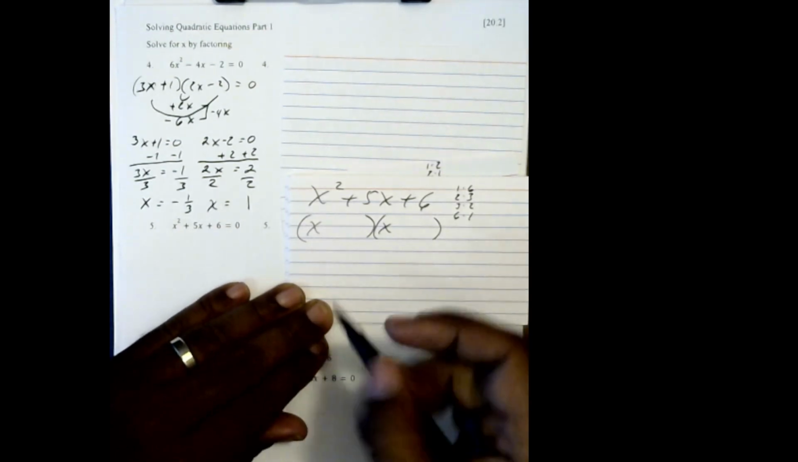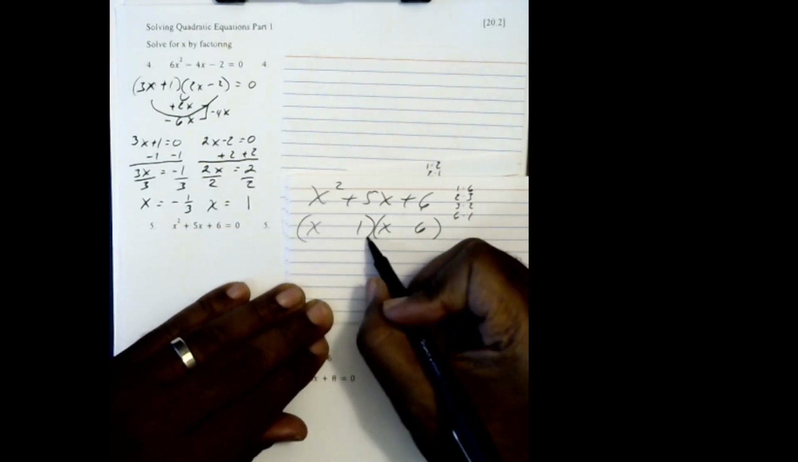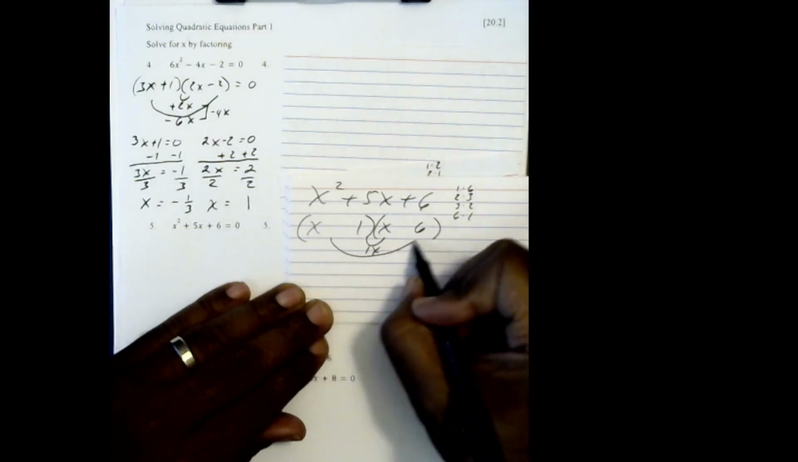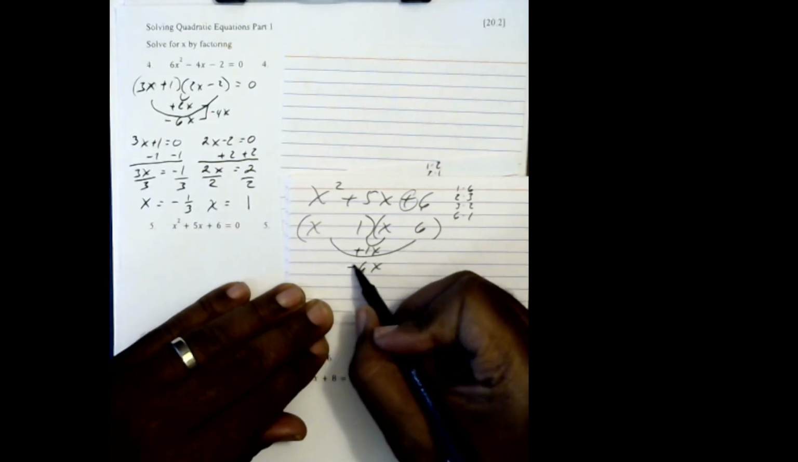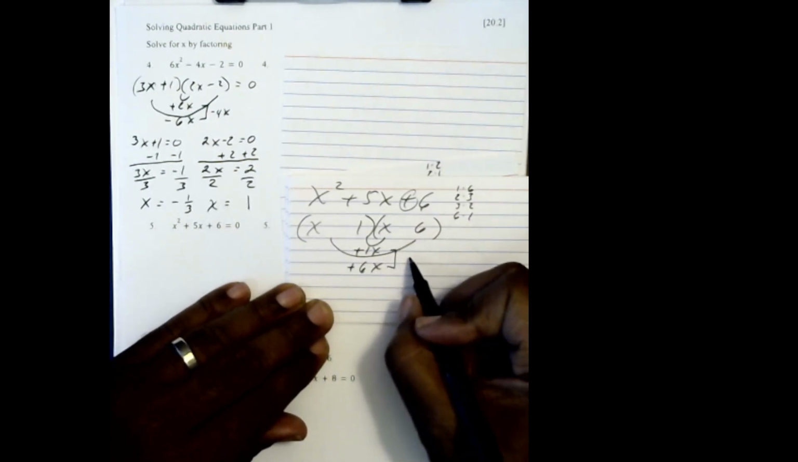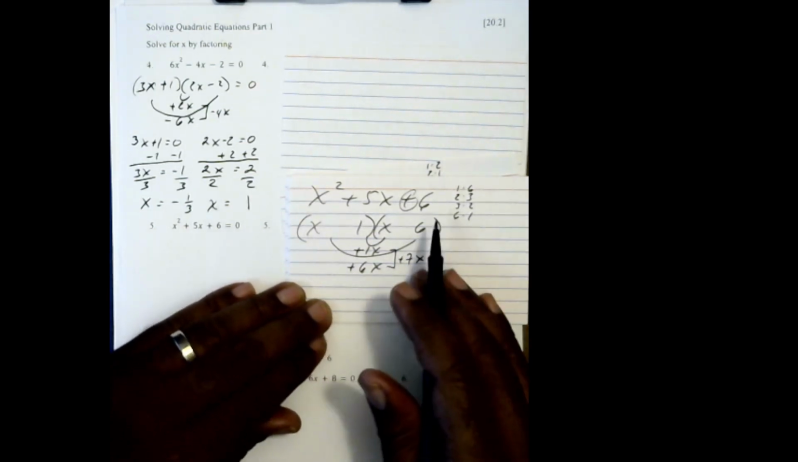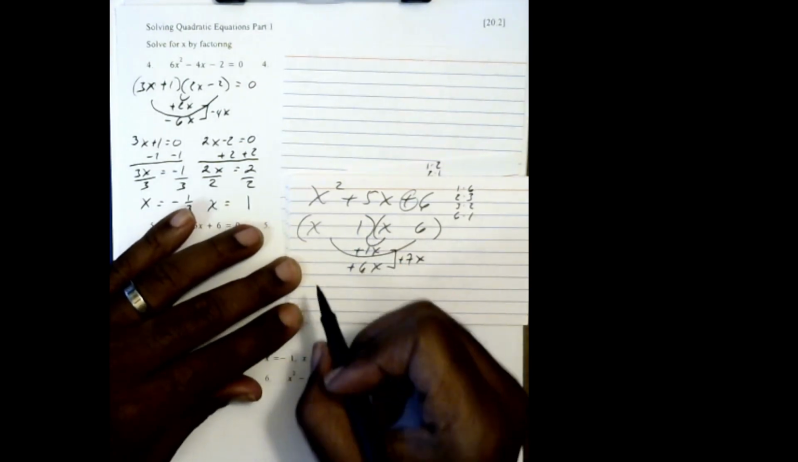I'm going to start off with 1 times 6. So 1 times 6. This will give us 1x, and this will give us 6x. The signs have to be the same, so let's use positive and positive. Same signs add, I get 7x. Bigger sign wins. That's obviously not it, because we need a 5x.